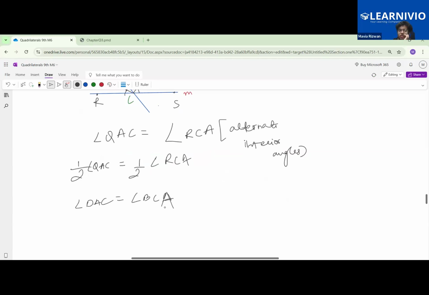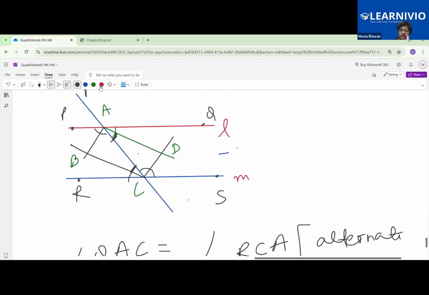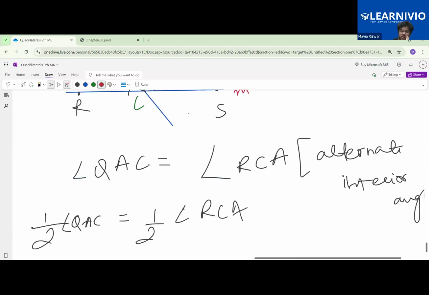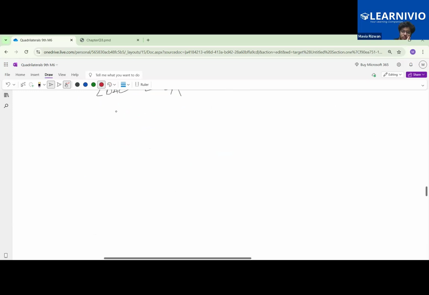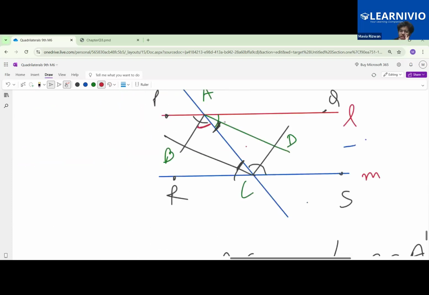Yes, Omar, did you get this? Yes. Okay. Now, these two angles are equal. Similarly, I can prove, no need to show the full. Just write similarly, angle BAC is equal to angle DCA. Since this angle is equal to this angle, they are alternate interior angles. So AD is equal to BC.